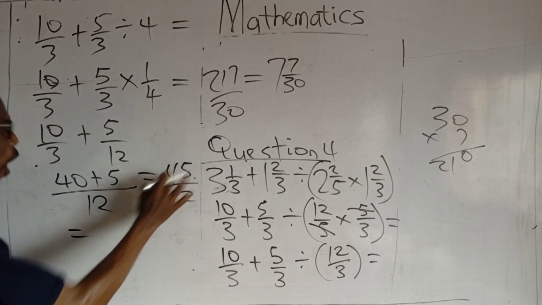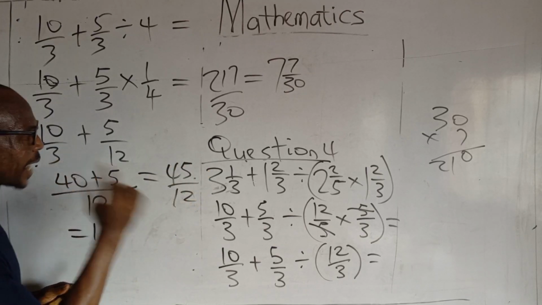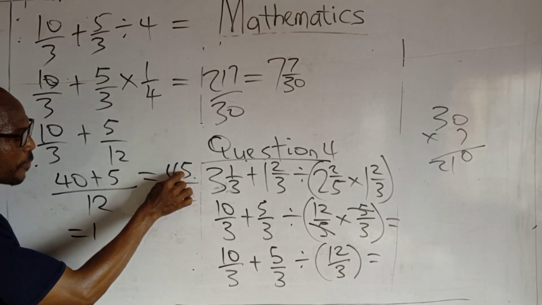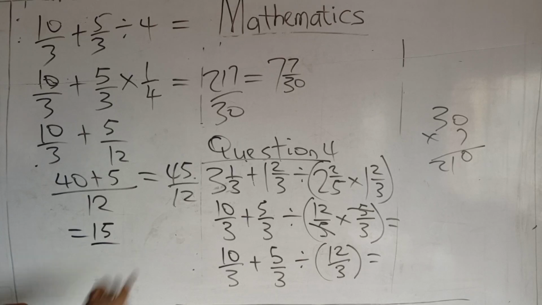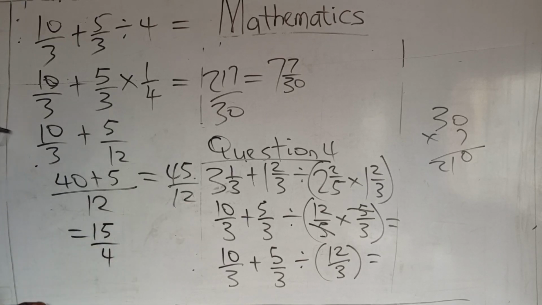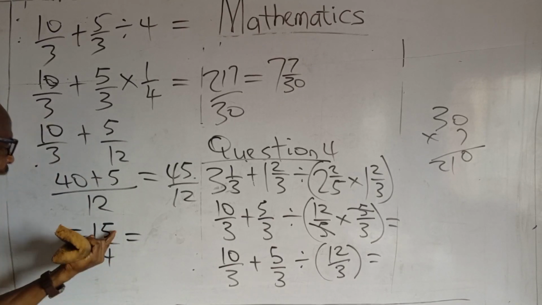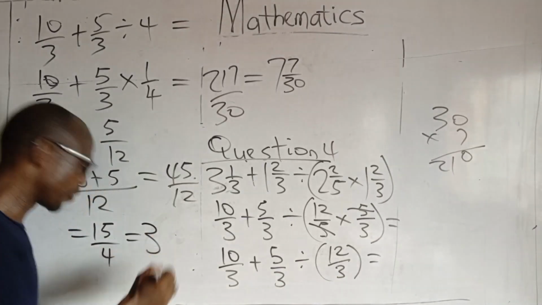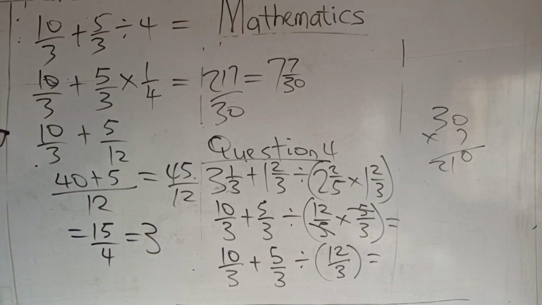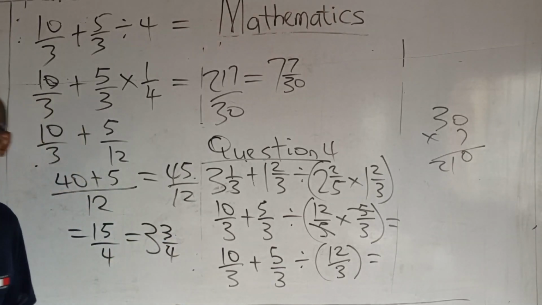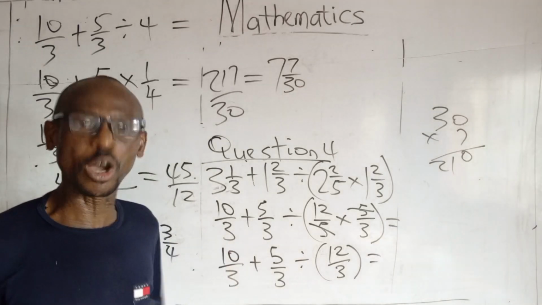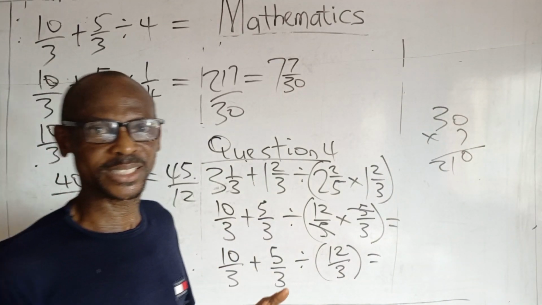When 3 divides 45, 3 into 4, we have 1. Remaining 1. Carry it to 5 here, becomes 15. Into 15, we have what? 5. And 3 divided into 12 gives us what? 4. So we now have 15 over 4. And this will now be expressed as, how many 4 do we have in 15? We have what? 3. Remaining how many? Remaining 3. So it becomes 3 whole number, 3 over 4. We are going to stop at that for BODMAS.